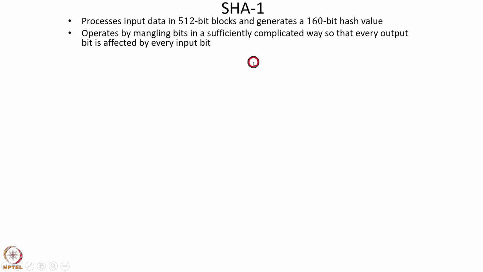This is because we have seen that for a given input, the output should appear to be a completely random function of the input. So the output should be chosen from among the 2 to the power L possible outputs uniformly at random for any given input. There should be a complicated relation between the input and the output of a cryptographic hash function. So hence, SHA-1 mangles bits in a complicated way.